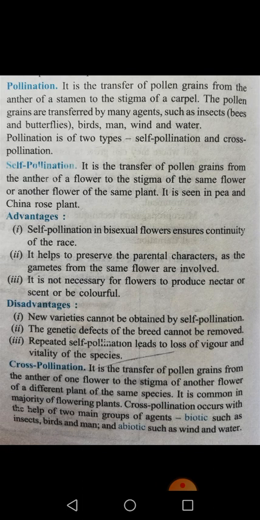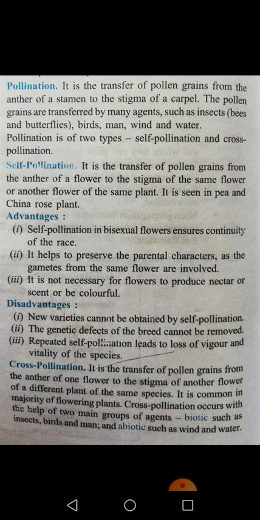So students, whenever we talk about sexual reproduction, it means fusion of male and female gametes. The process of fusion of male and female gametes is called fertilization. After fertilization, in the case of plants, seed formation occurs, and from seeds, finally a new plant arises. So, students, I will discuss it in detail.